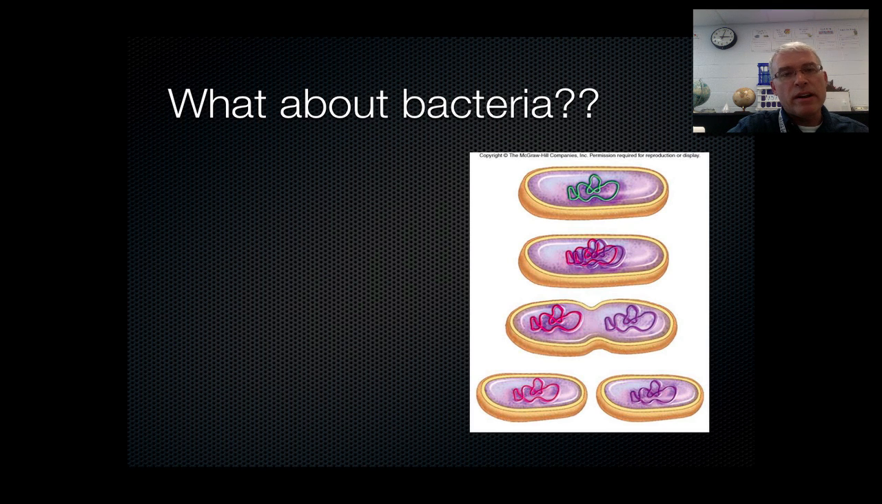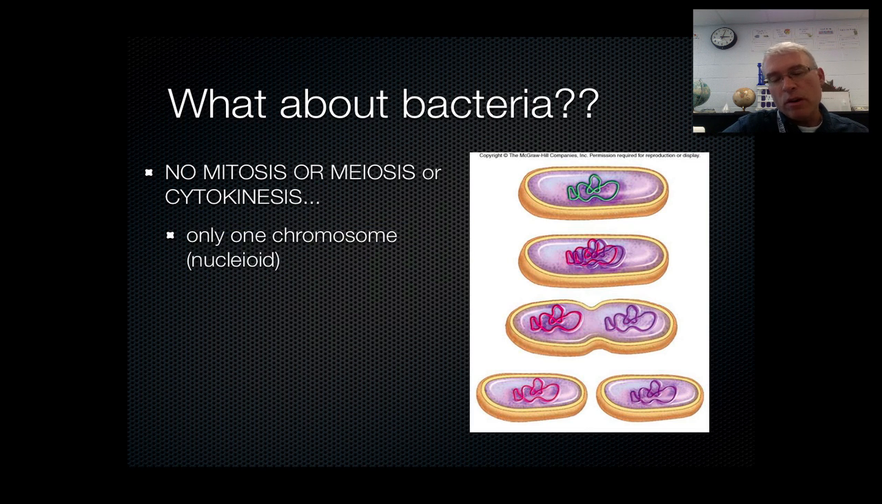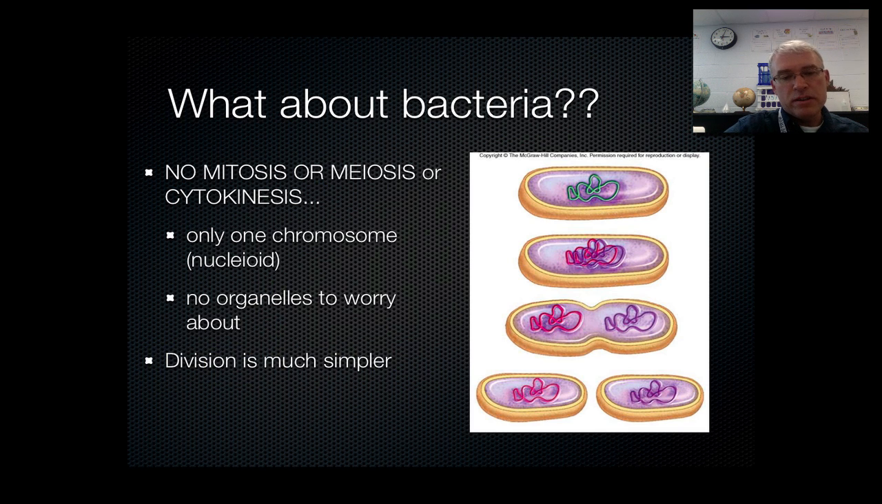But what about bacteria? Well, bacteria don't go through mitosis or meiosis or cytokinesis. They have their own process. They only have one chromosome, otherwise known as a nucleoid. They have no organelles to worry about, and their division is a lot simpler.